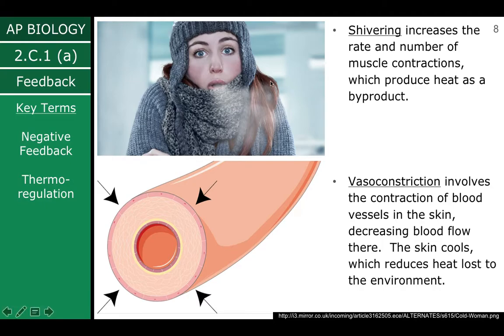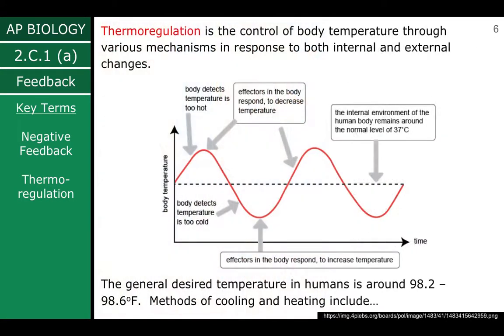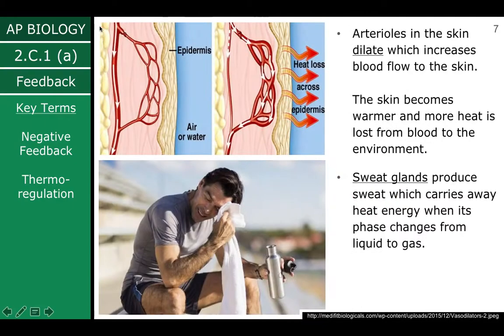Now, if we are too cold, the first thing is shivering, which increases the rate and number of muscle contractions, which produce heat as a byproduct. And we also have vasoconstriction, which involves the contraction of blood vessels in the skin, which decreases blood flow near the skin surface. So now that the skin is cooler, it reduces heat lost to the environment. So these 4 mechanisms make up the negative feedback loop that is thermoregulation in animals.